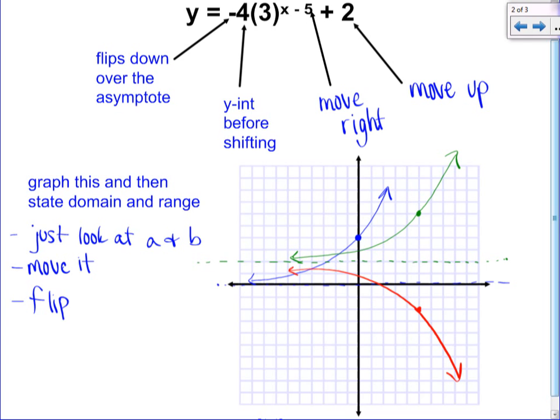Okay, now you have a couple of options. You can either highlight this a little bit darker. That will tell me that that's your final answer, or you can simply just say, this is my answer, and I will ignore the other two graphs.